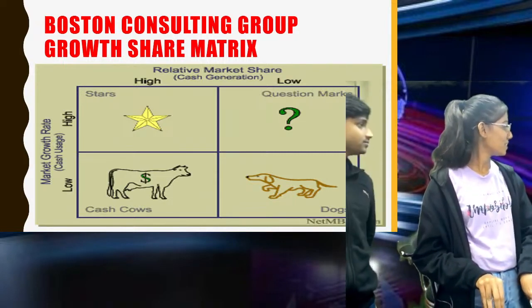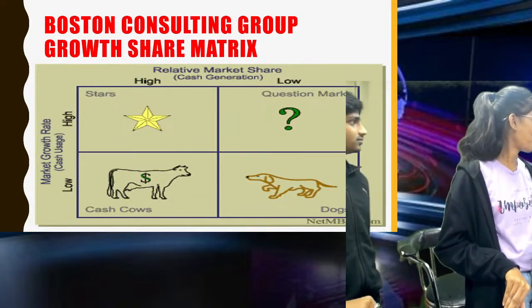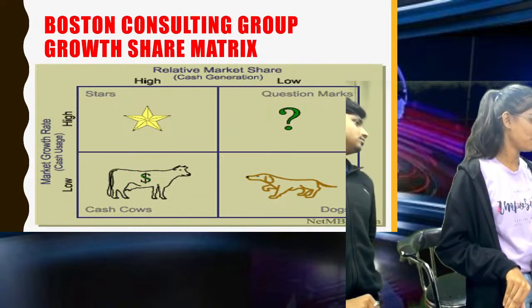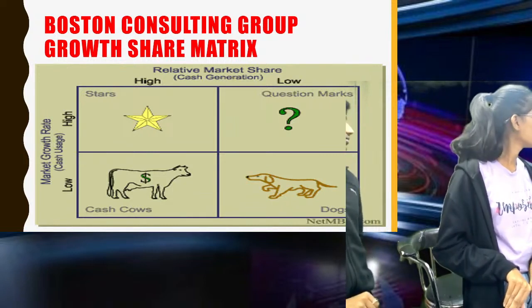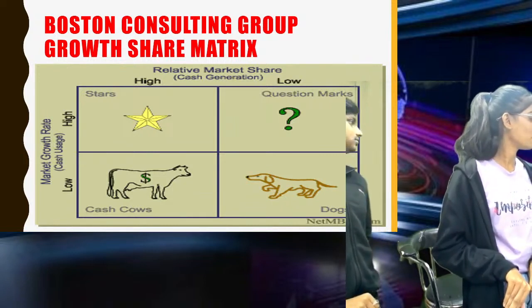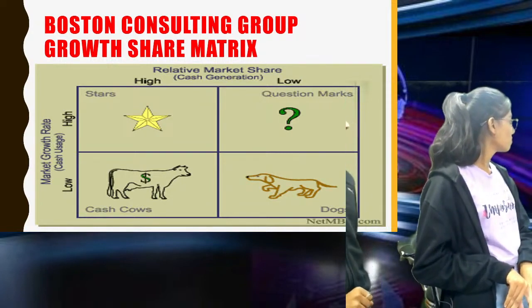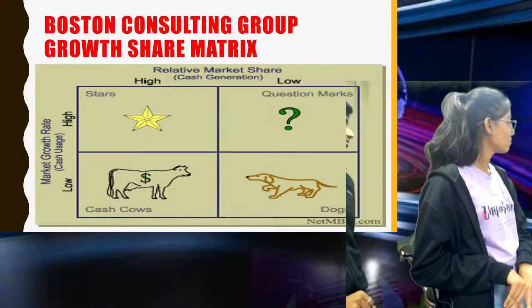Now, did you understand this or one more time? One more time we will speak because many students maybe online did not understand. Whenever you classify any product, you have to classify in four parts. Star, question mark, cash cow, dog. One more time. Star. How do you classify? You have to look at two things. Market growth rate, relative market share. We will take six examples. If you don't understand, we will take even more.